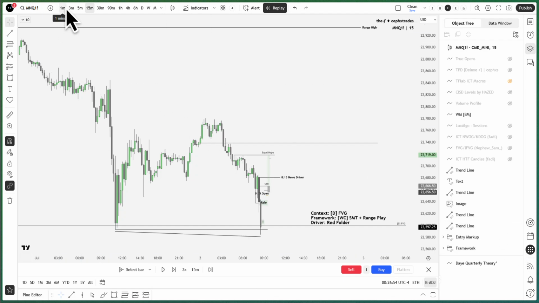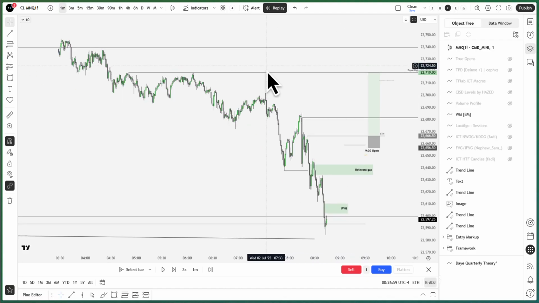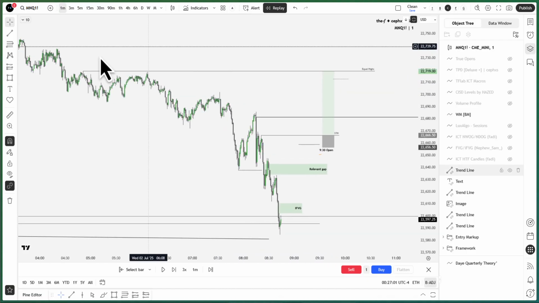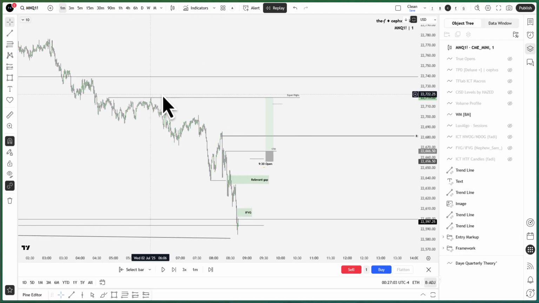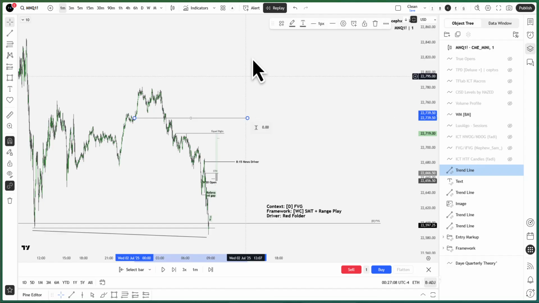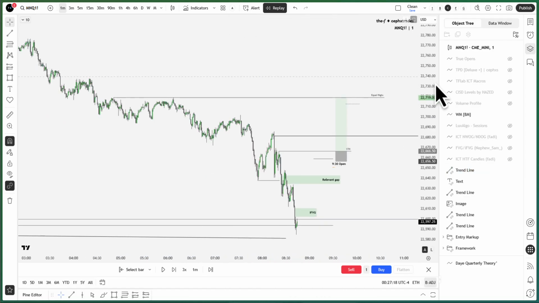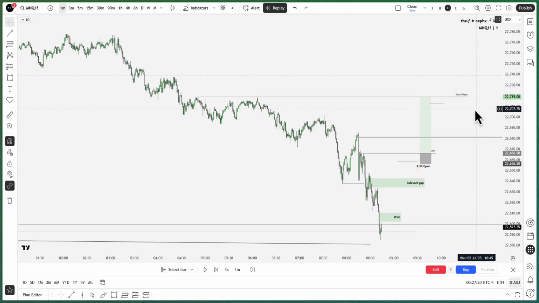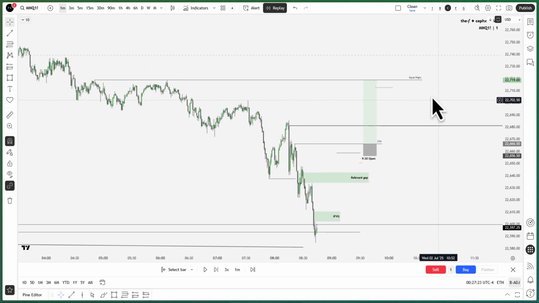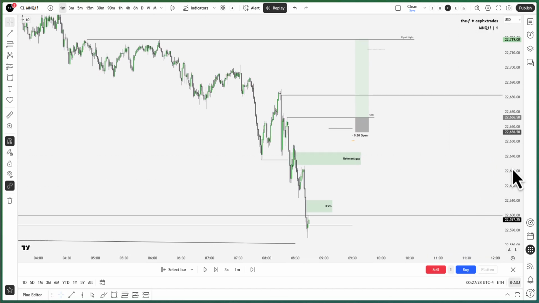So I'm going to turn on my entry markup, but it's not going to be very visible until I play the candles that actually led to those. Now, for my entry, I was focusing on these equal highs, even though we had the true day open over here. Right? That's our true day open. I'm going to make that. So even though we have that there, I was focused on these equal highs.